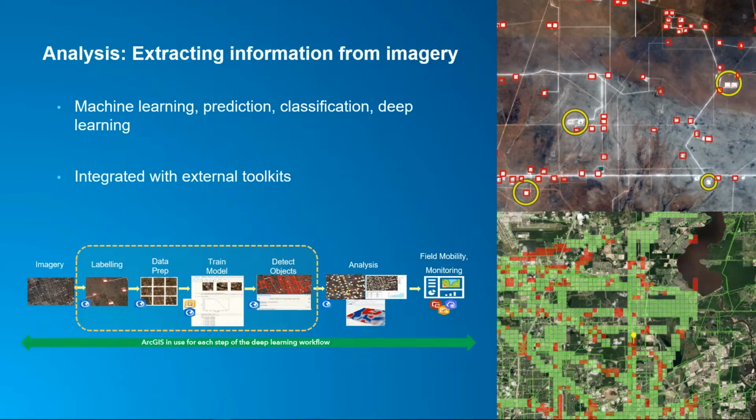And then finally, we've added various tools to Image Analyst that allow you to perform deep learning workflows to remotely sensed imagery directly within Pro. And these can include things like prediction, classification, and object detection. One of the highlights now is that we have all the tools and external frameworks integrated within Image Analyst that lets you complete an end-to-end object detection workflow without ever leaving Pro, including the labeling, data prep, model training, and the actual detection of objects in the imagery, all within Pro.